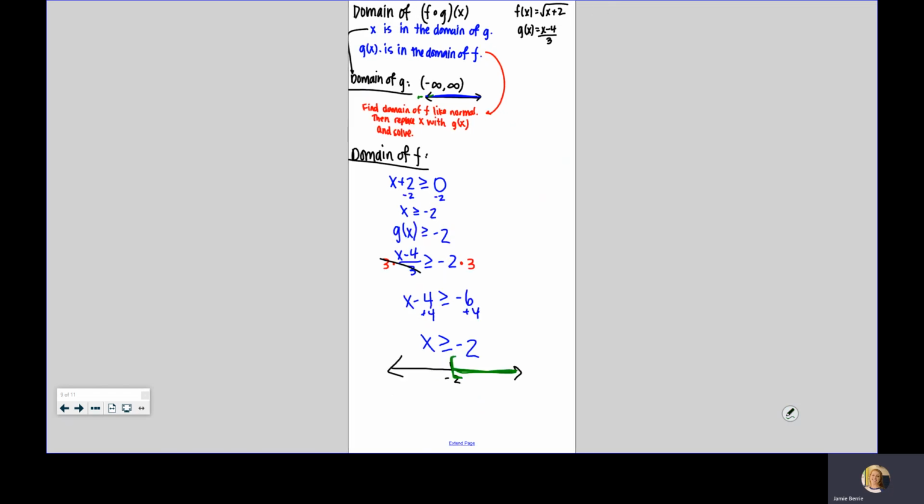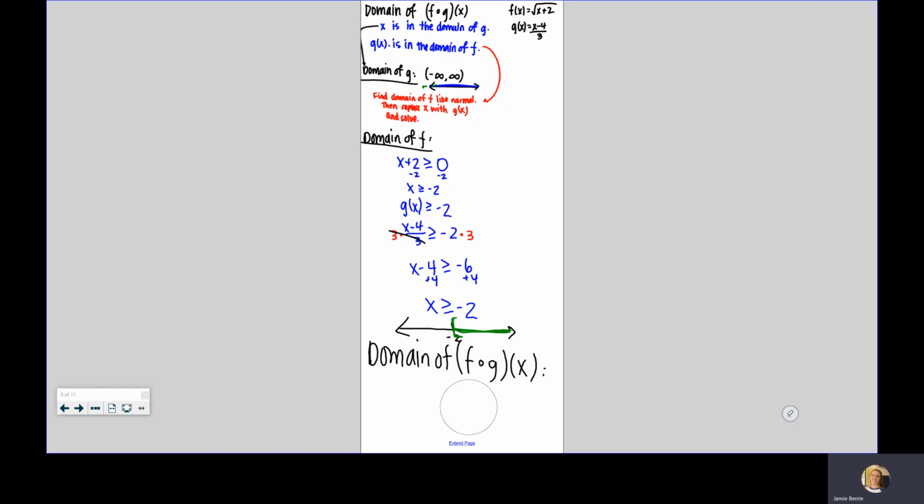So our domain of F composed of G of X is, again, nothing to worry about with G. We did have some stuff to worry about with F. So we're just going to copy over that domain. So it started at -2 with a bracket, and we shaded all the way to infinity. That's it. You're done.